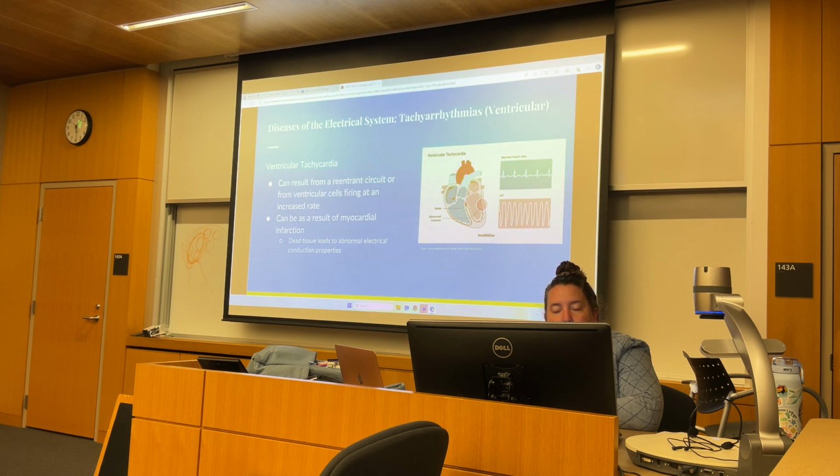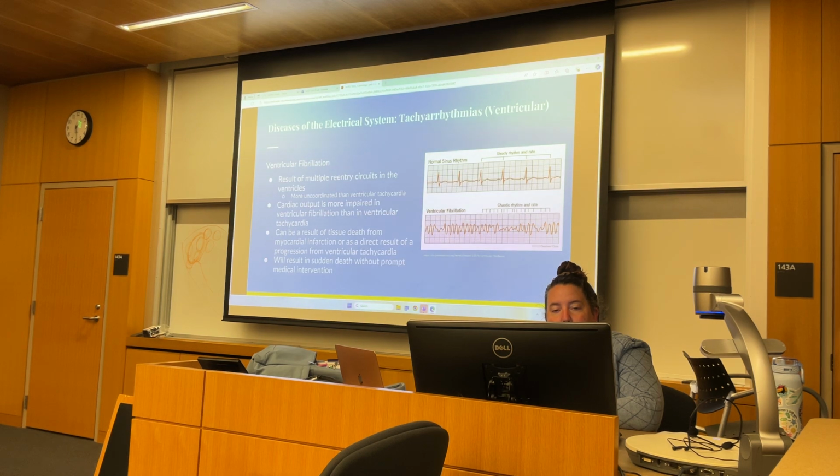Make sure you know your rhythms that can't be shocked. And make sure you know your rhythm that must be shocked, which is ventricular fibrillation. Which rhythm is in a medical emergency and must be shocked? However you want to write that is up to you. And the answer is ventricular fibrillation.